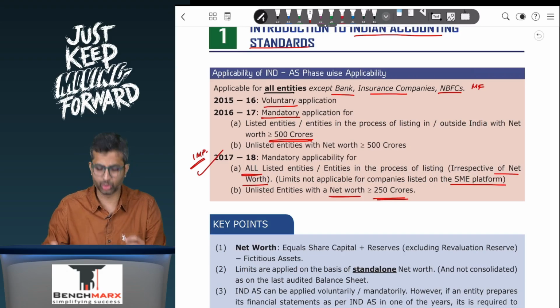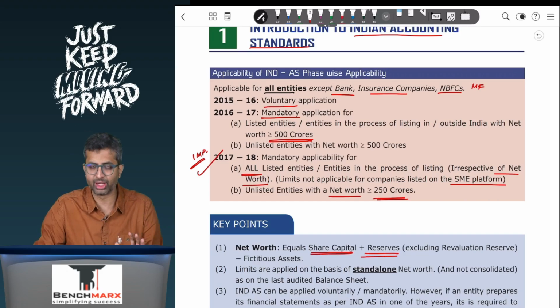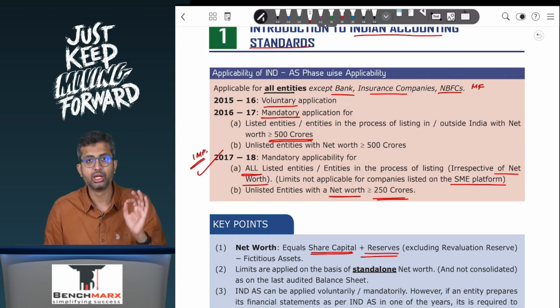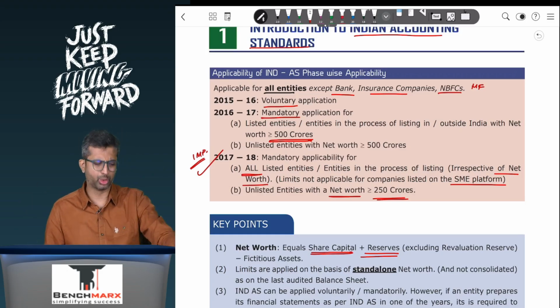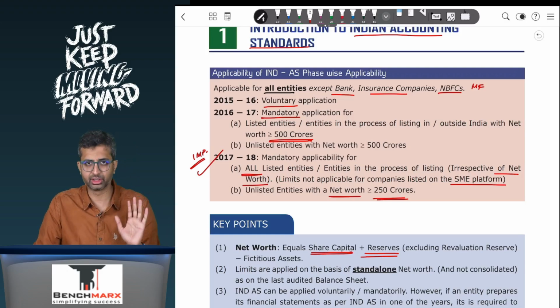As we said, net worth is share capital, which can include equity and preference both, plus reserves. This will include all reserves except for revaluation reserve. This can include securities premium, P&L, general reserve, capital reserve, everything except for revaluation reserve, and if there is any fictitious assets. What do you guys think? Is goodwill a fictitious asset? No, it is an intangible asset, not a fictitious asset.